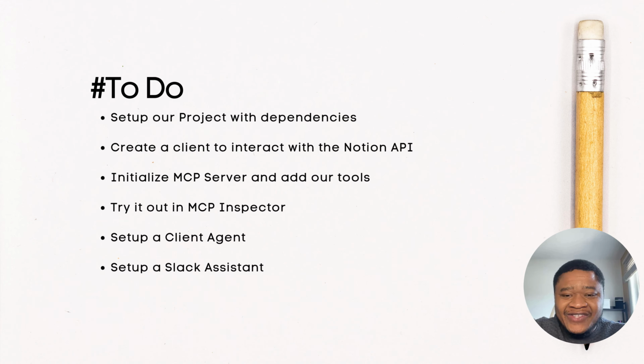All right, so here's our to-do list. First and foremost, we want to set up our project with all the dependencies that we need. We want to create a client that's going to interact with the Notion API. We're going to build a bunch of functions that do that. We're going to initialize our MCP server and the tools that we're exposing there. We're going to set up a client agent, and then finally, we're going to set up Slack.